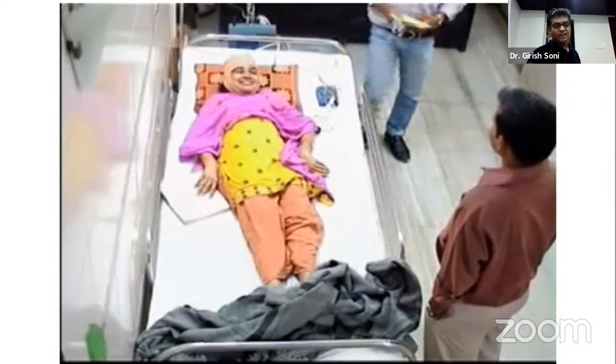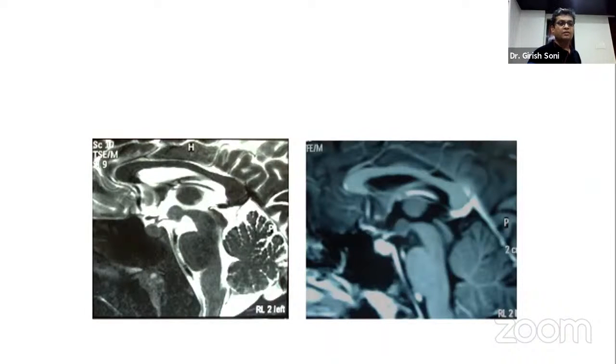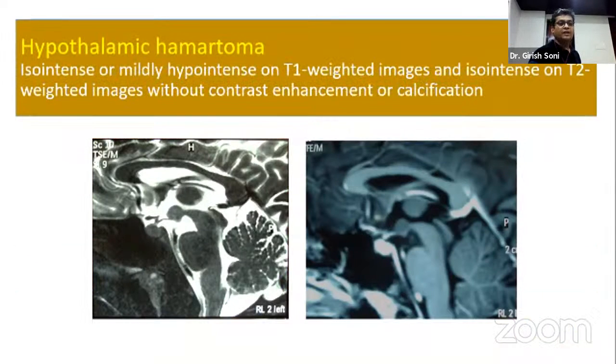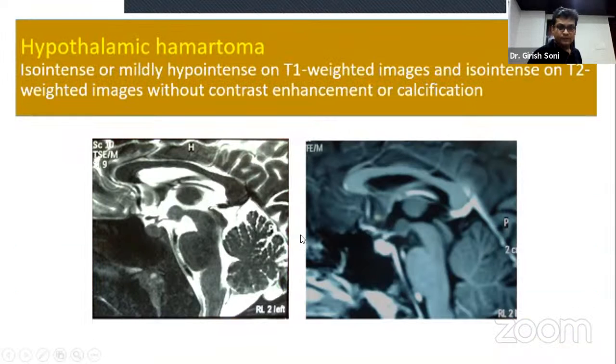So in just a 20-second recording, she got 3 to 4 episodes of laughing spells. Her MRI showed a typical T1 hypo to iso lesion, a button-like lesion sitting in the area of the hypothalamus, and T2 iso to hyper, iso-intense lesion without any contrast enhancement, without any calcification. So this is typical of hypothalamic hamartoma, a button-like lesion sitting in the area of the hypothalamus.